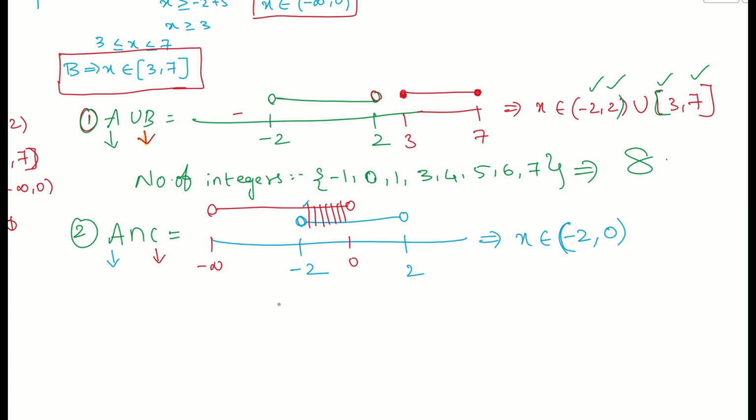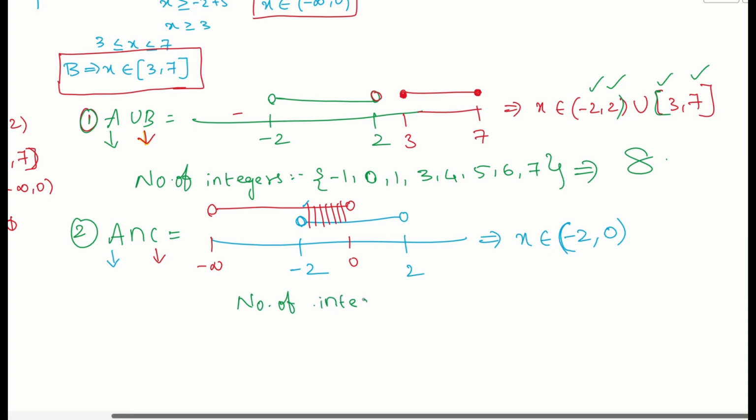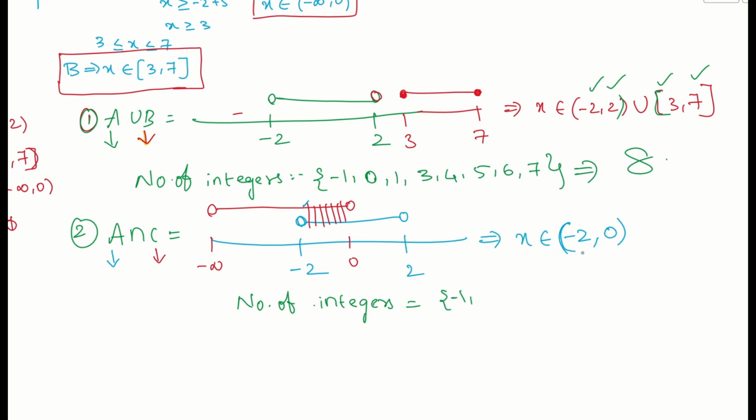The number of integral solutions, you can count it. Minus 2 is not included, so it will be negative 1, and then 0 is not included, so only one value. What is the answer? Only one here. You should not ask, ma'am, you have taken minus 1 here, 1 here, how is this so? The integer in the intersection is negative 1. Only one integer. Is it okay? And the final thing, let us move on.